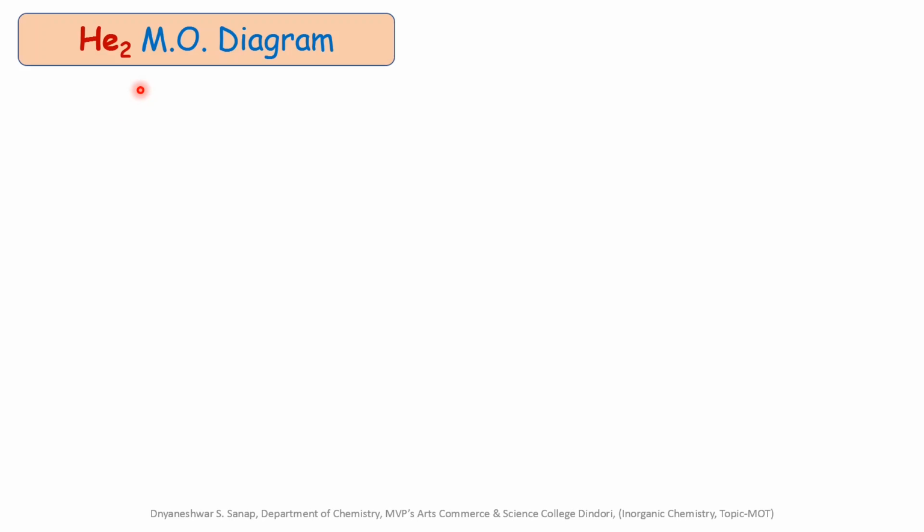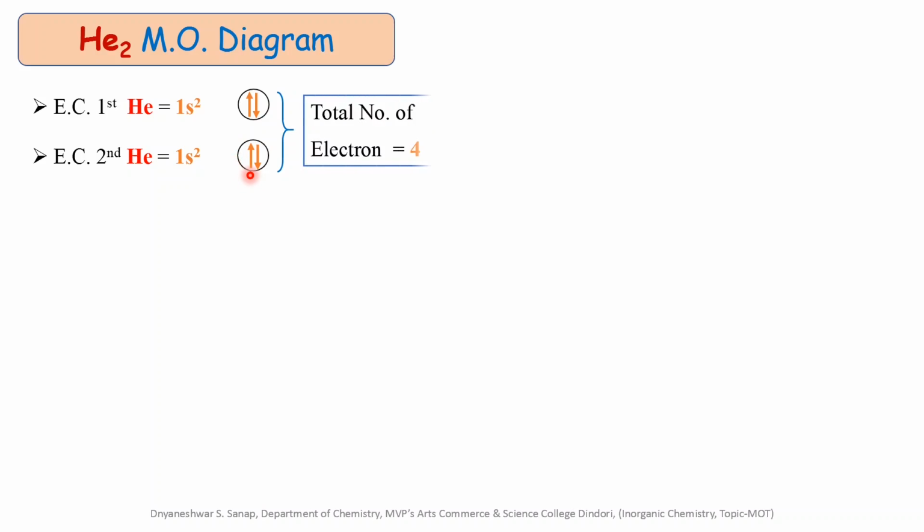To understand the molecular orbital energy level diagram, we first have to understand the electronic configuration of the helium atom. The electronic configuration of the first helium atom is 1s2. Similarly, the electronic configuration for the second helium atom is 1s2. Let us write this in tabulated form. For the first, 1s2, and for the second also 1s2. The total number of electrons participating in the formation of the molecule is 4 electrons.